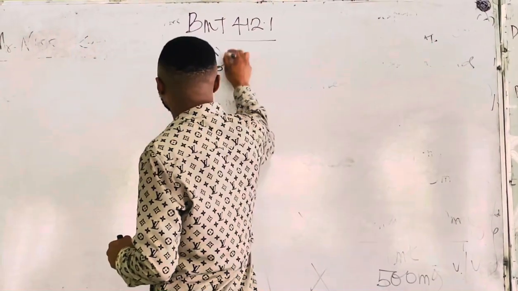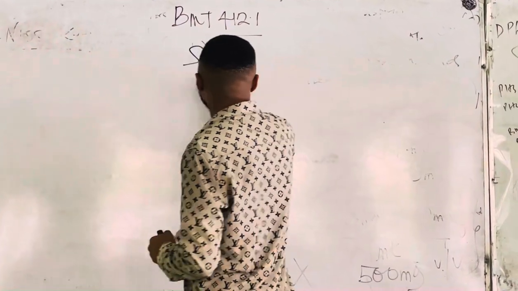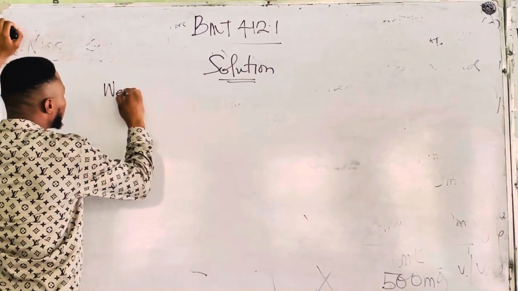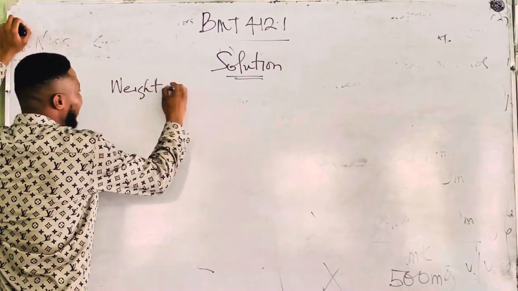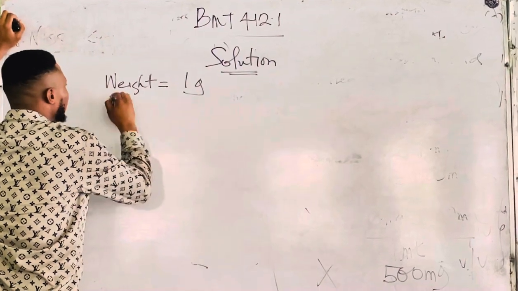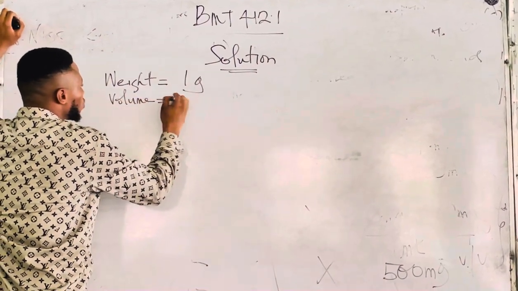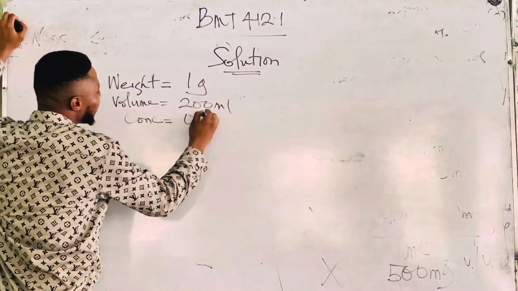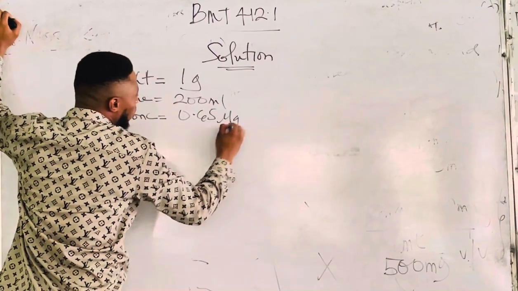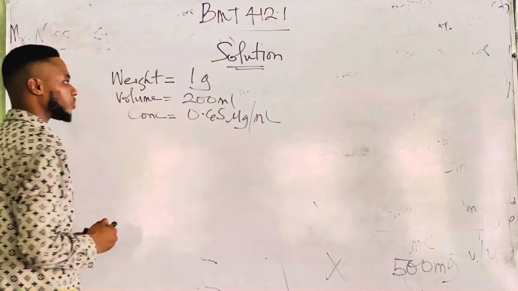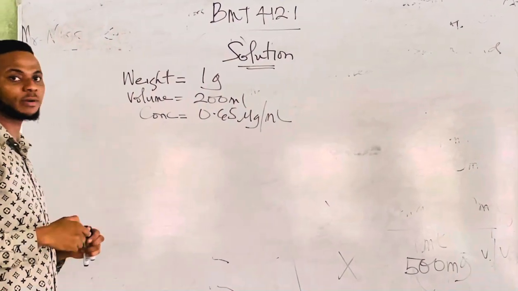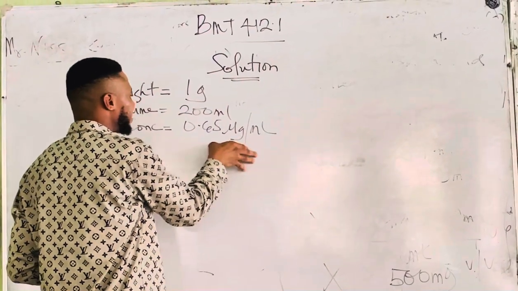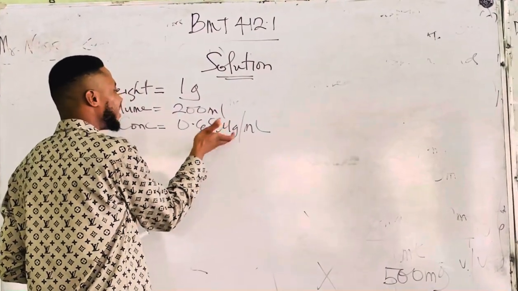Now let us solve this. The weight of paracetamol that you're given is 1 gram. The volume of distilled water that you're given is 200 ml. Then the concentration you're told to prepare is 0.65 micrograms per ml.